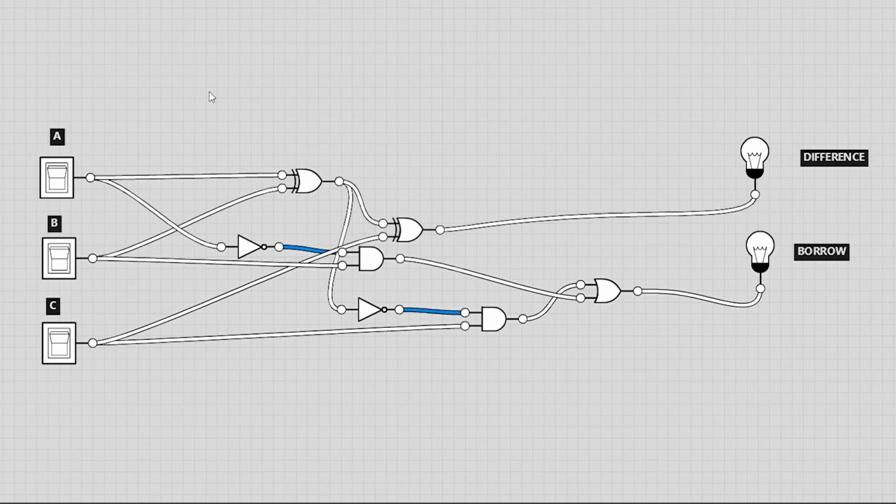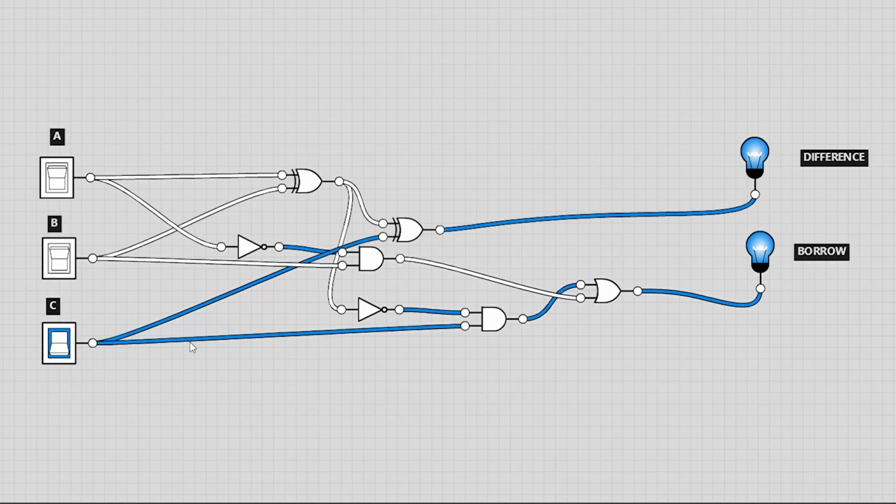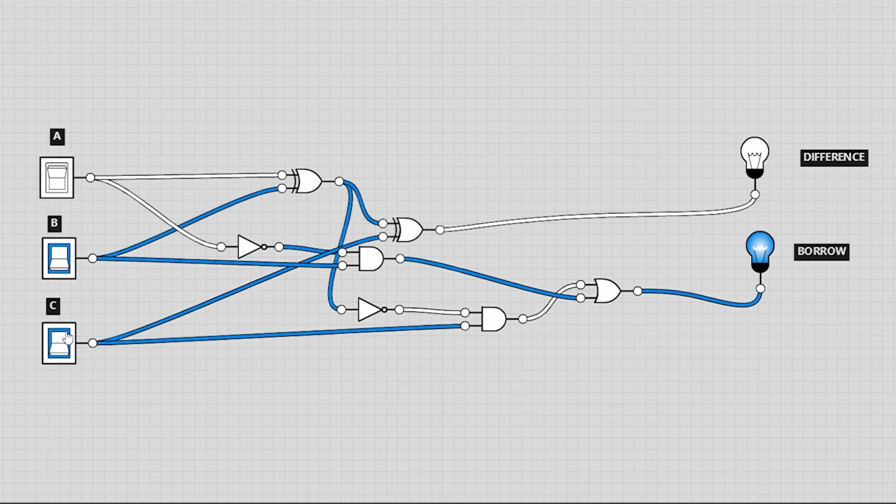Now A, B, C are low. Difference and borrow is low. Now C is high. Difference and borrow is high. Now B is high. Difference and borrow is high. Now BC is high. The borrow is low. Borrow is high and difference is low.